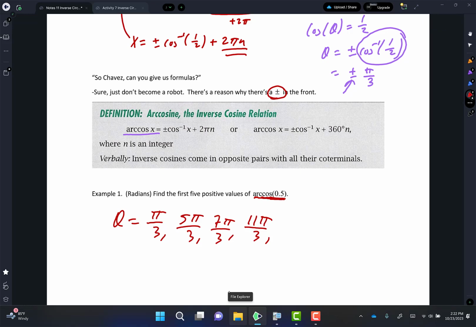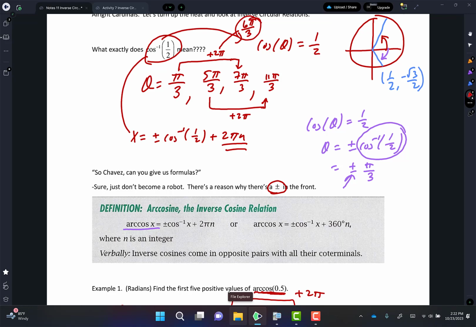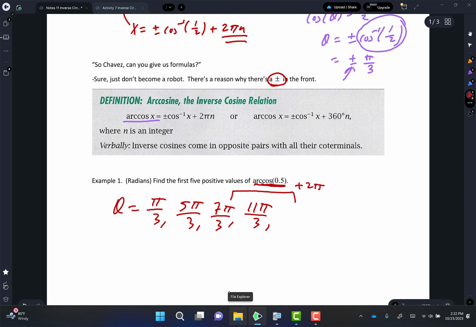Plus 2 pi on which one? The 7 pi over 3 or the 11 pi over 3? Perfect. Plus 2 pi on that one. So 2 pi is the same thing as 6 pi over 3. So add 6 pi to 7 pi. What's that? 13 pi over 3. Do you see how we did it, guys?